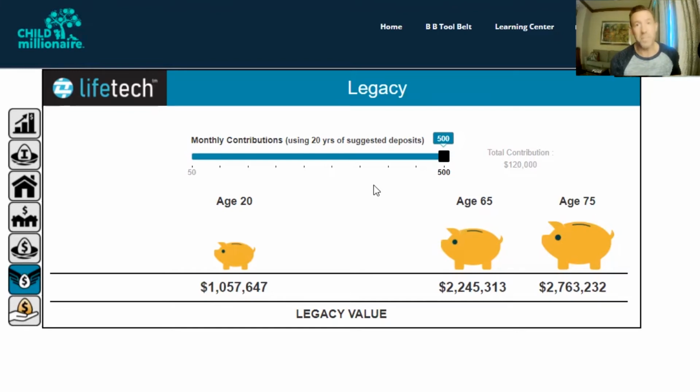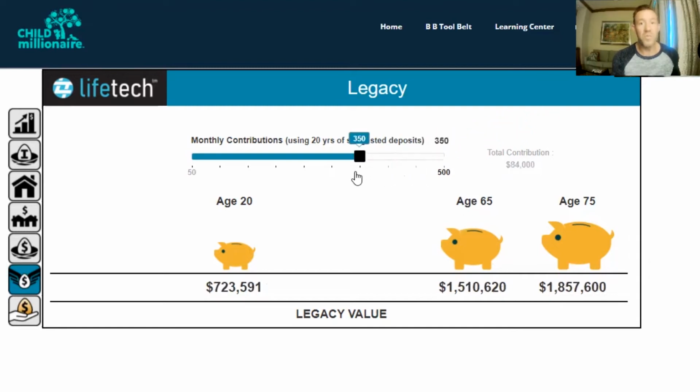And I get fired up about this one just because, think about what it's like for your children, for your clients' children, to be born into, literally in this case, a measly $500 a month at $120,000 total contribution over 20 years. It's not a lot of money. At age 75 alone, the death benefit is almost $3 million. Think what that would look like for that child's future. Very, very powerful. This tool is very, very simple.